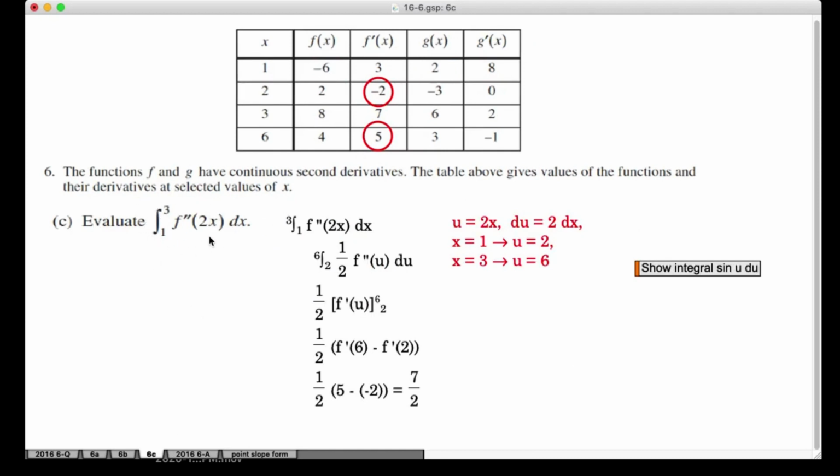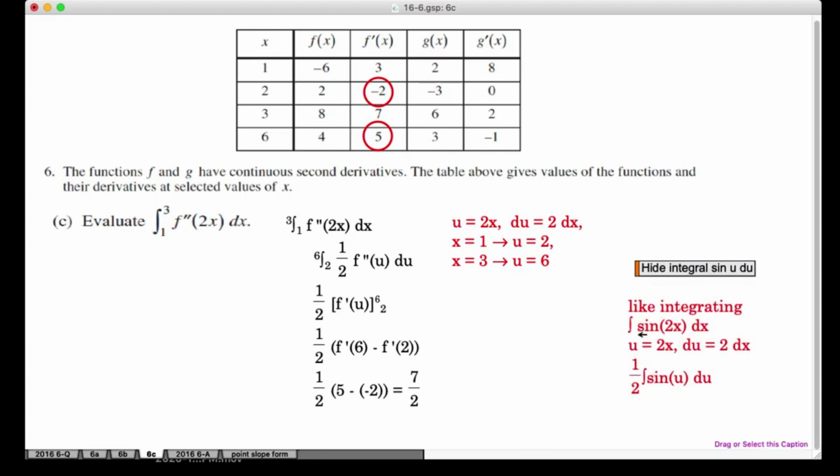You have to use u substitution. We know how to differentiate. As an example, if I ask you to integrate sine of 2x dx, we don't know how to integrate this unless we do a step in here. We know how to integrate sine x dx or sine u du. So we have to get into that pattern, so we have to use a u substitution.